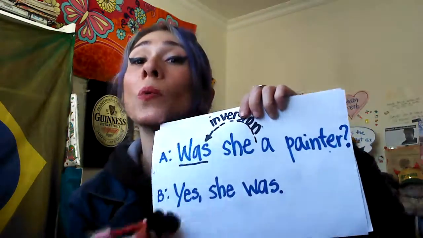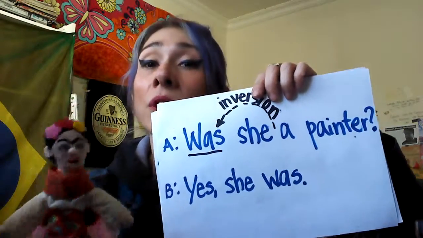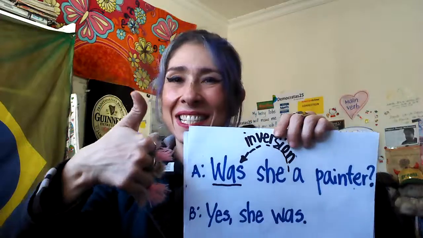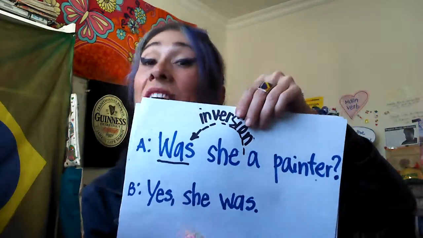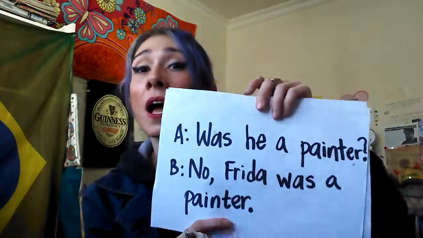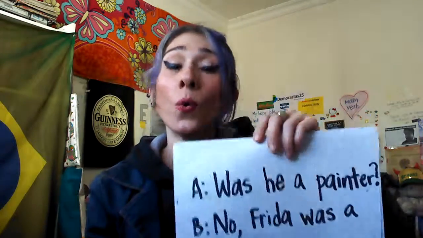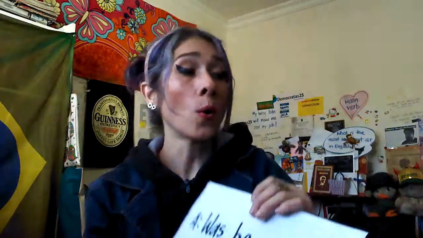Questions with simple past or past continuous, we always need inversion. Was Frida, was she a painter? Yes, she was. Was he a painter? Was I a painter? Were they? We always invert the verb to be.